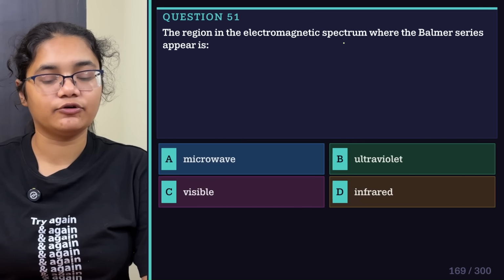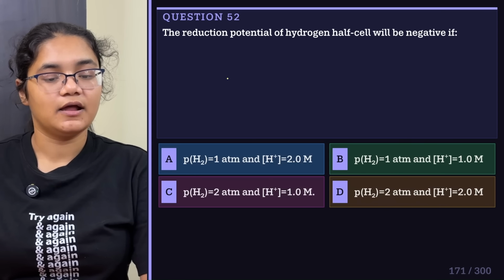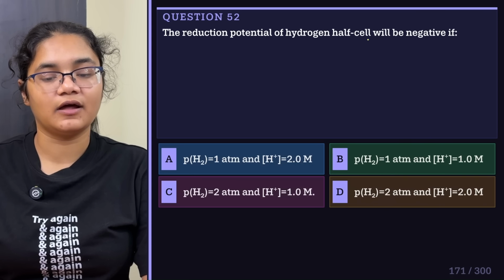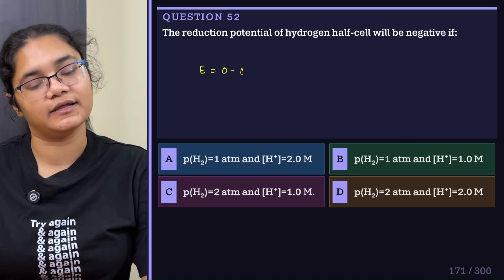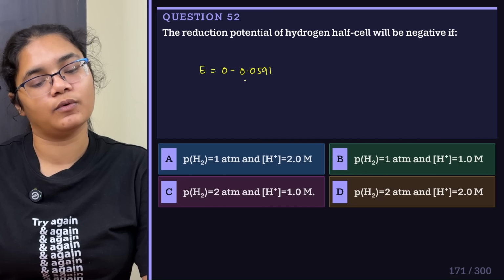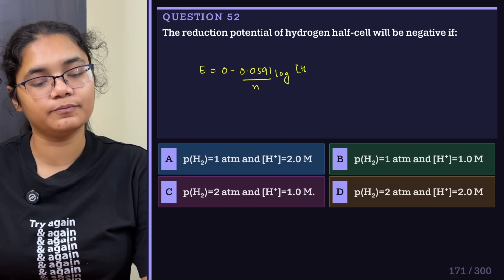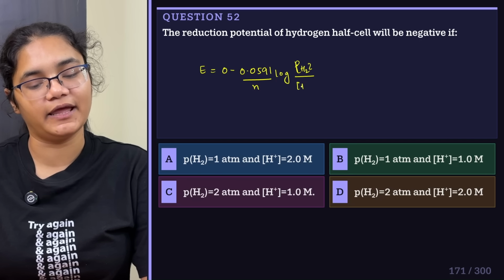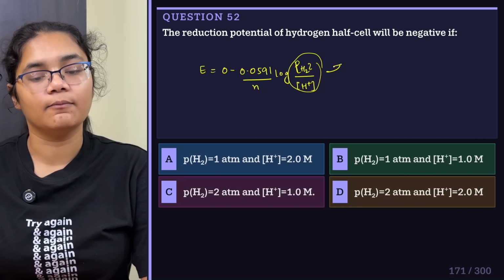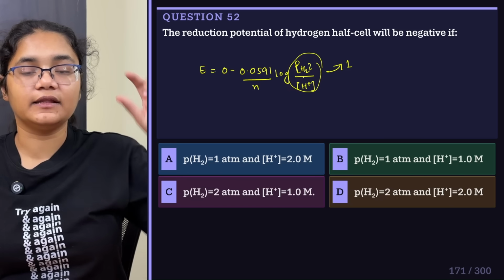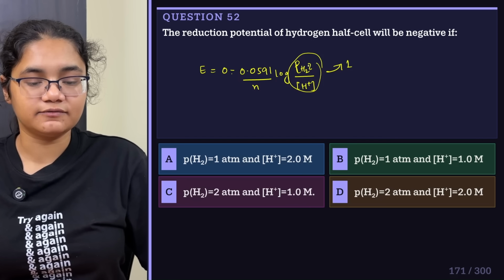Next, the region in the electromagnetic spectrum where the Balmer series appears is your visible region. Next, the reduction potential of hydrogen half cell will be negative. So we have this formula, E is equal to 0 minus 0.0591 by n, right, log of P of H2 divided by H plus. Now, if I want this to be negative, then this value should be more than 1. If it is more than 1, then the log value will come out to be positive, and minus of positive will give you negative. So this value should be more than 1.